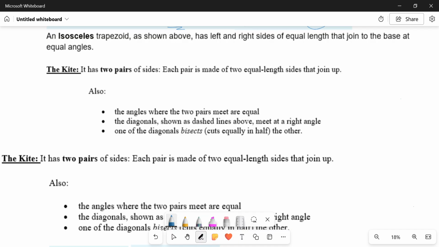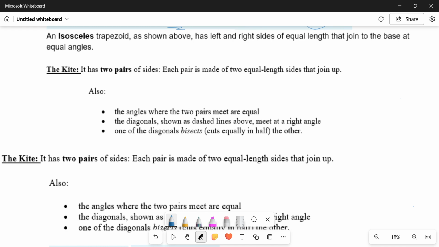Okay, the second shape here is the kite. Kite, it has two pairs of sides. Each pair is made up of two equal lengths, right? The angles where the two pairs meet are equal. The diagonals, shown as dashed lines, meet at a right angle, and one of the diagonals bisects the other, cutting it equally in half.